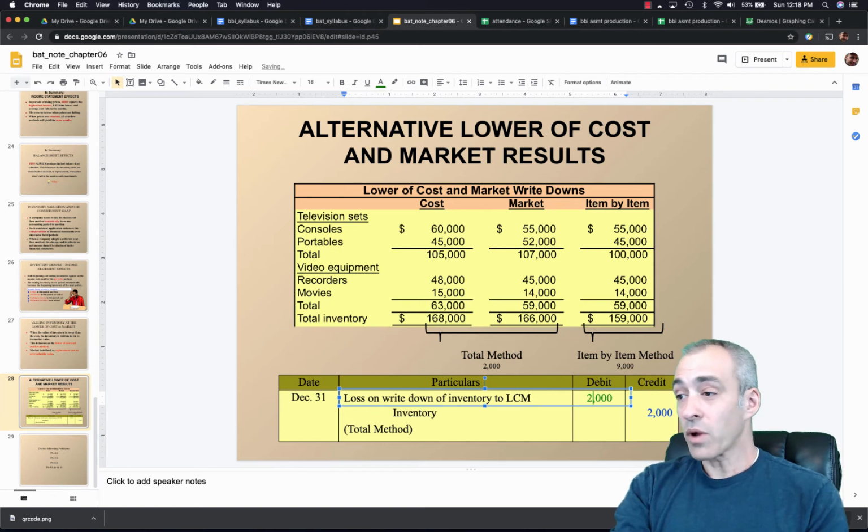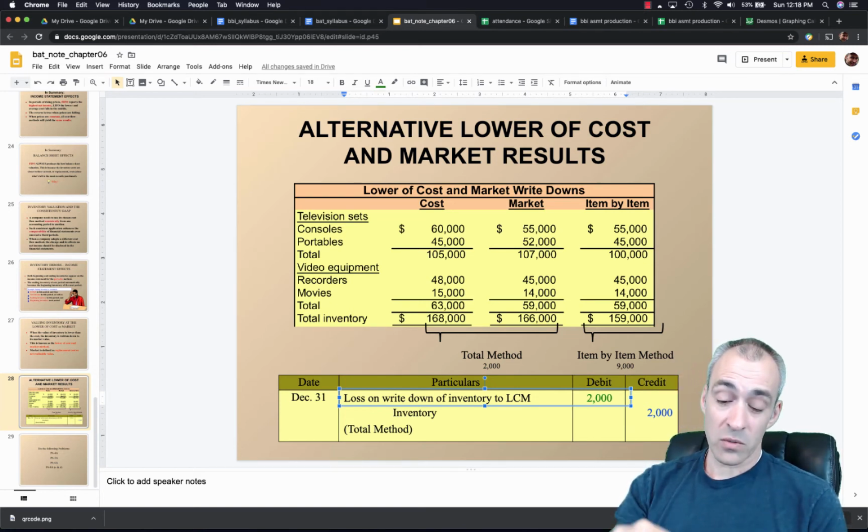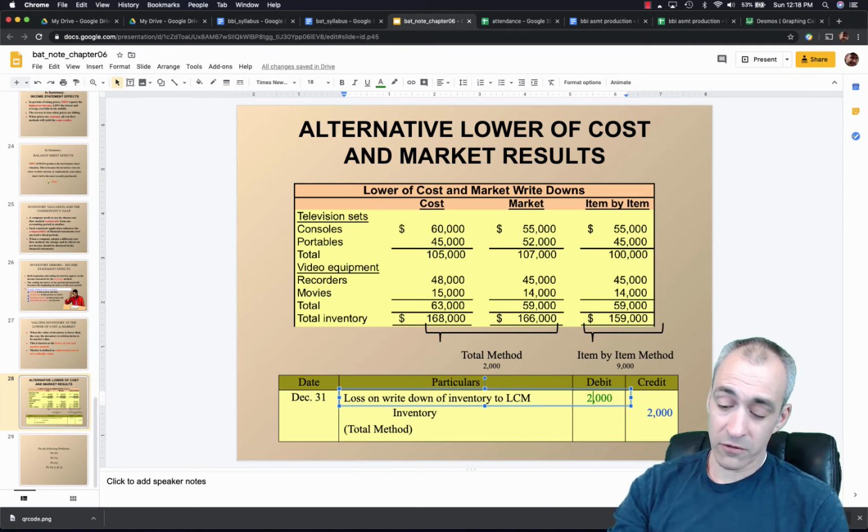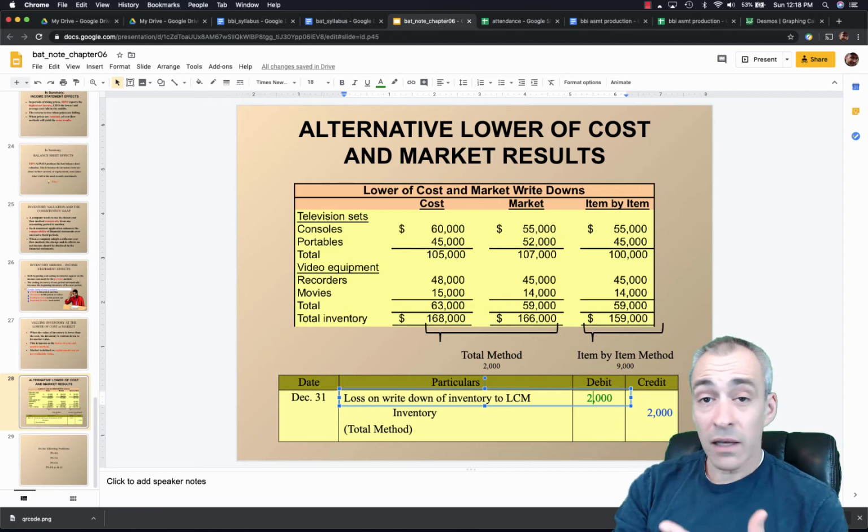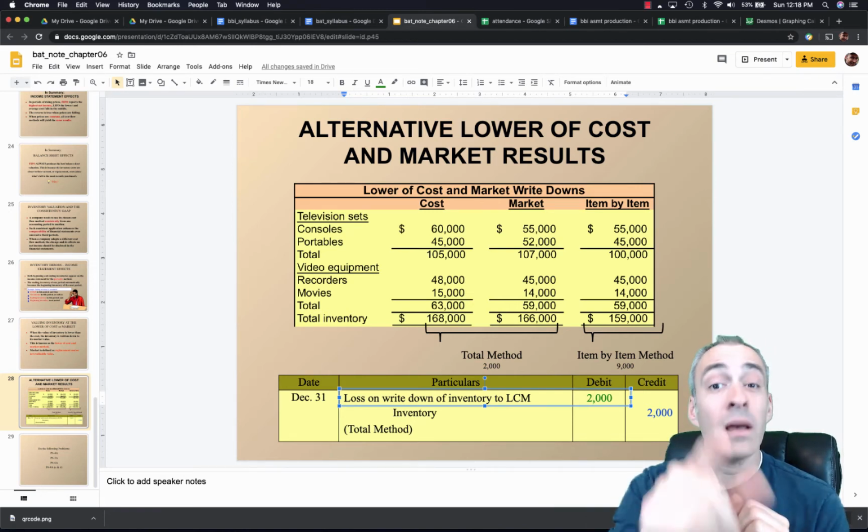Right? This comes up in a couple of different situations where you have to do item by item. You do it with long-term investments. You can do it with certain types of other assets, not just inventory. Got it? Okay, sample problem.